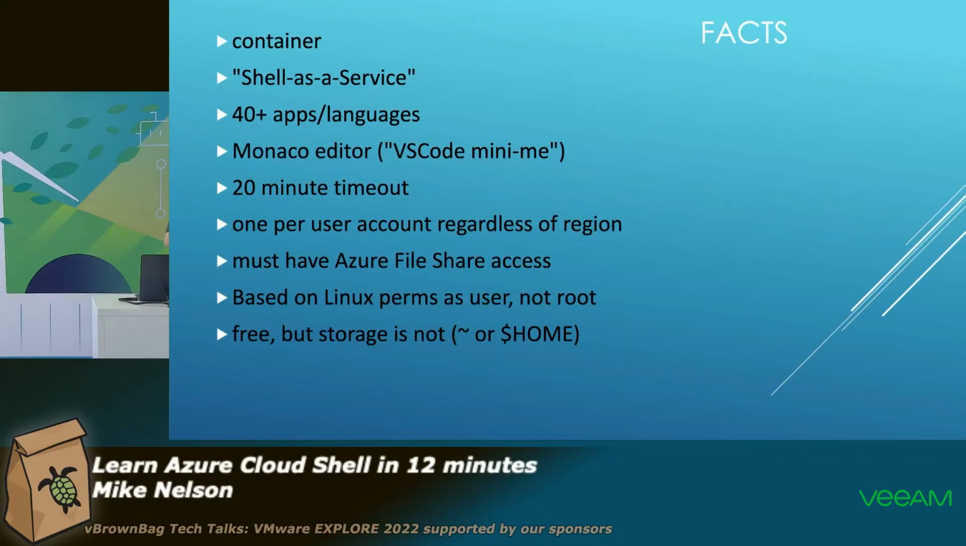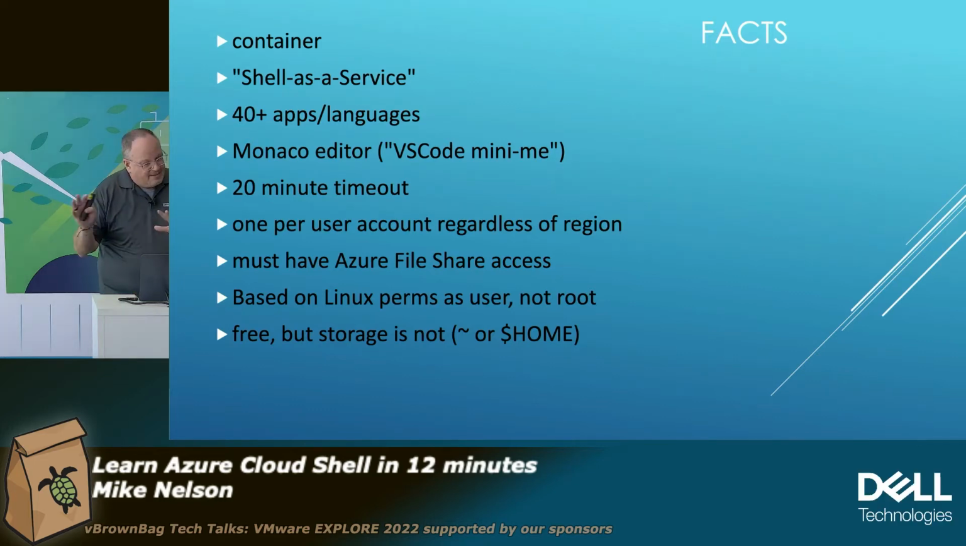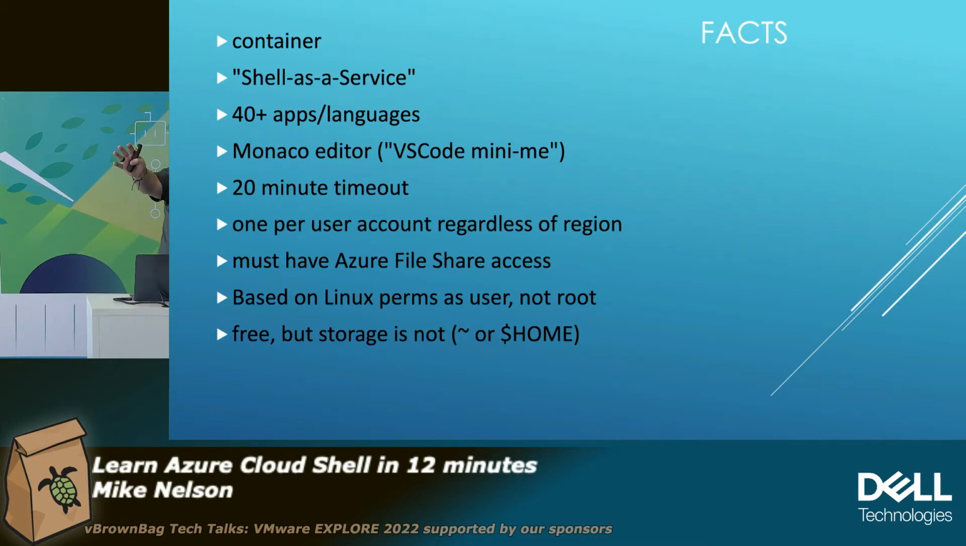You get one per user account, regardless of the region. Okay, you must have an Azure file share access, which everybody does. It's based on Linux permissions, okay, as a user, not root. That's exactly what I said before in the permissions. You're based on a user, not as root. Anybody understand what root is? It's like God, like admin, enterprise admin, domain admin.